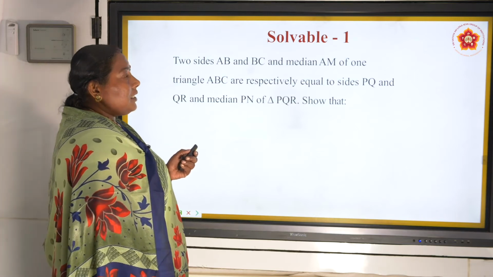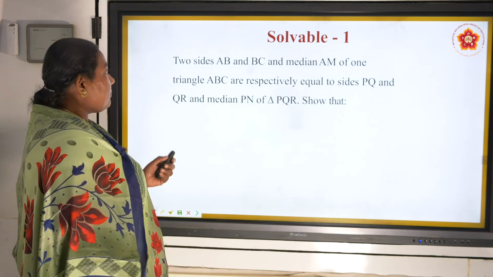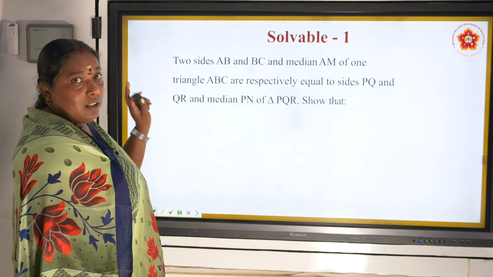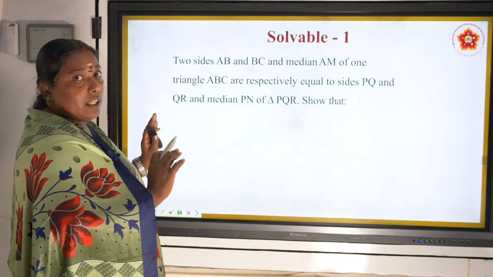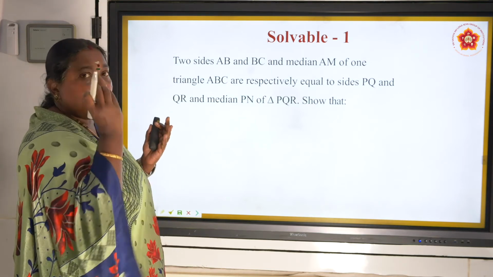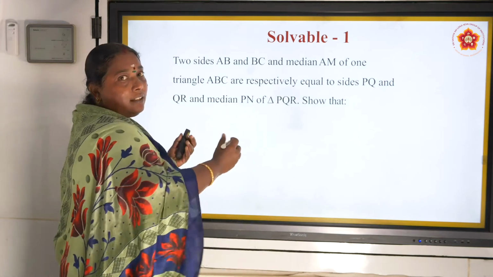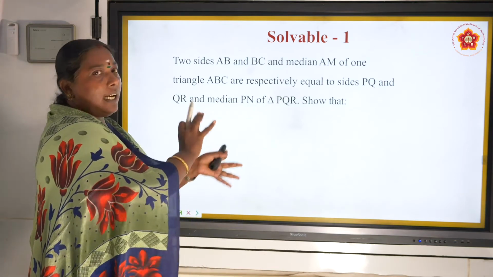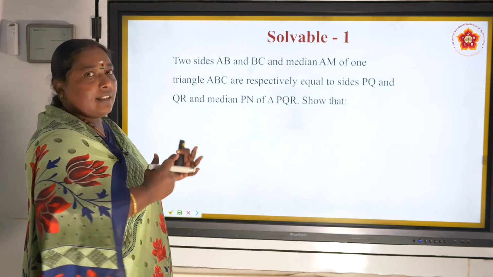Here, let us do some solvables. In this, what is the question? First read it. Okay, what are all the things it's coming into your mind? Write it in a side. Then just look at the figure and solve it. Then you can write in a pattern.